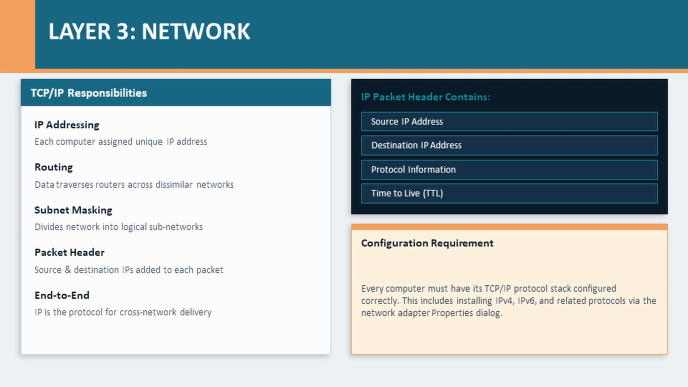Every computer on a network must have a correctly configured TCP/IP stack with a unique IP address so that packets can be properly directed. As data passes through this layer, an IP header is added to each packet. This header contains the source IP address, the destination IP address, protocol information, and a time-to-live value. The data is then passed upward to the transport layer. For this to work, every computer's network adapter must have IPv4 and IPv6 protocols properly installed and configured.